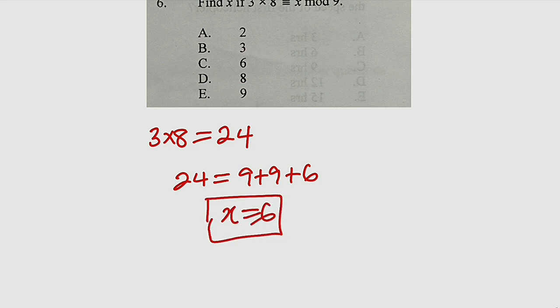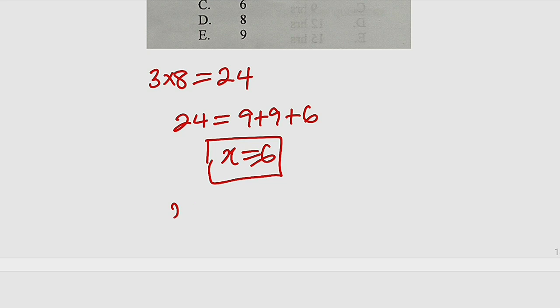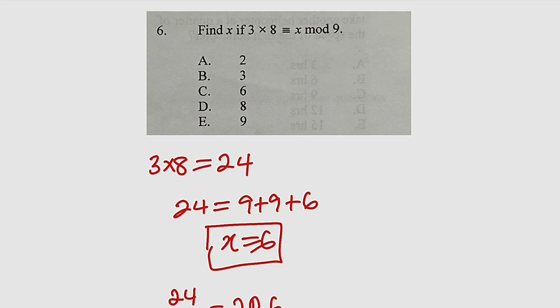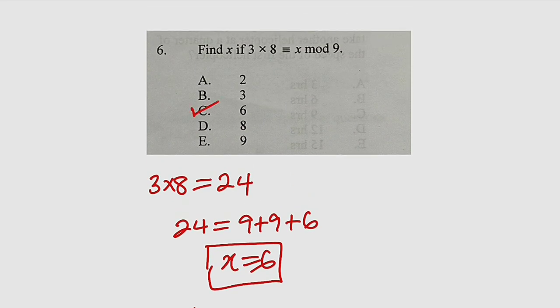Another way you can do that is to take this 24 and divide by 9. It will give us 2 exactly with a remainder of 6. And I told you modular arithmetic is concerned with the remainder, and hence the value of x is equal to 6, which is option C. Now let us move on to question number 7.